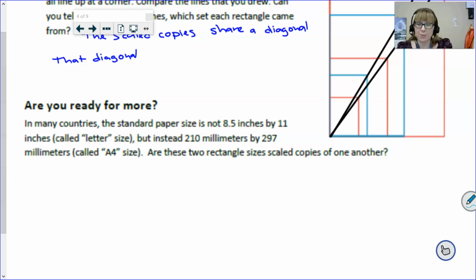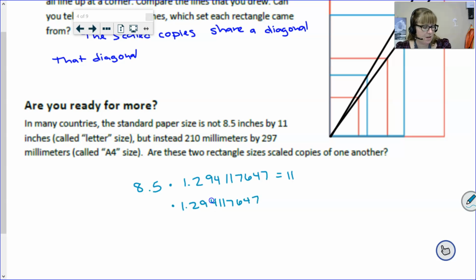So when we take that information into consideration here, I know that there is a relationship that 8.5 multiplied by that big long ugly decimal of 1.294117647 is going to give me the number 11. So I'm hoping that I can take that 210, multiply it by the same 1.294117647, and get 297. Let's test it out. 210 times that number, is it equal to 297? Putting a question mark because I don't know yet. Typing it into my calculator now though.